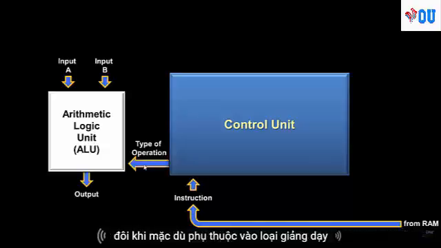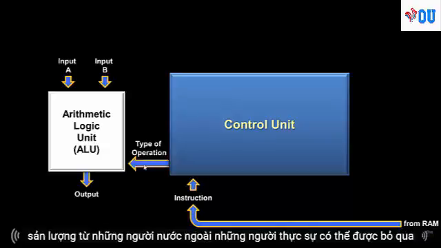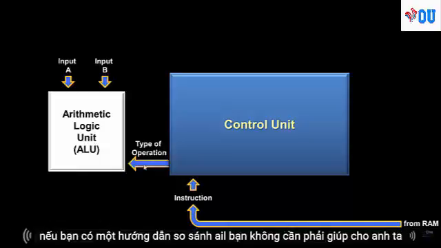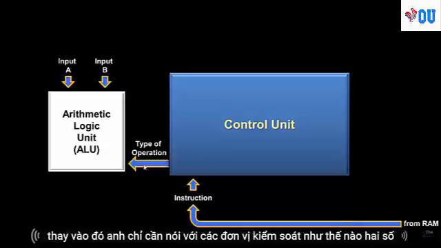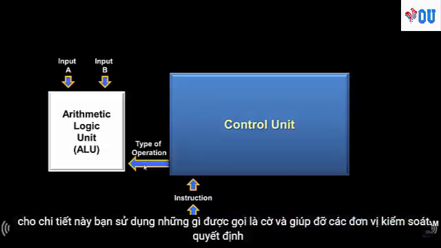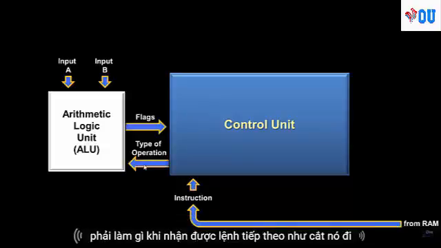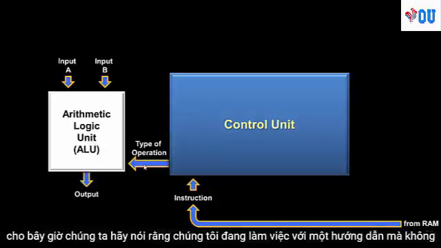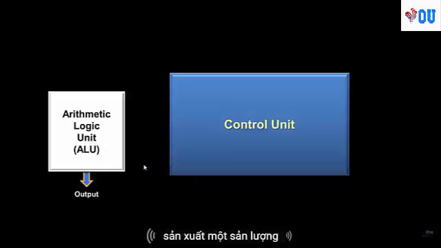Sometimes, though, depending upon the type of instruction, the output from the ALU can actually be ignored. For instance, if you have a compare instruction, the ALU doesn't need to output an answer. Instead, it just needs to tell the control unit how the two numbers compare to each other. For this, the ALU uses what are called flags, and they help the control unit decide what to do when it receives the next instruction, like jump if, which we'll see later. For now, though, let's say that we are working with an instruction that does produce an output.